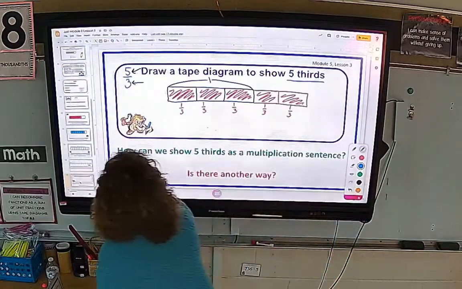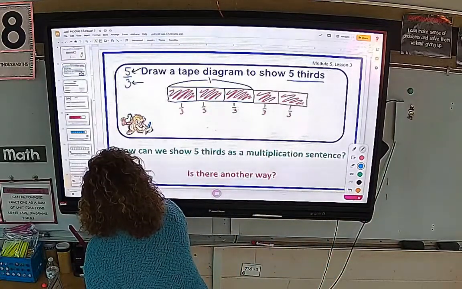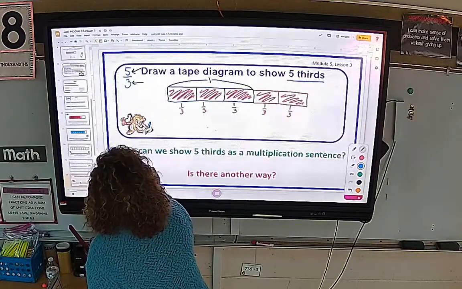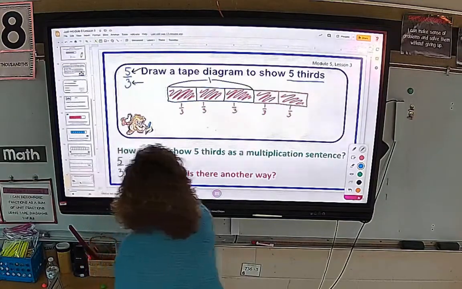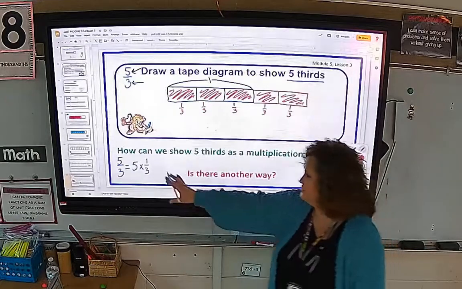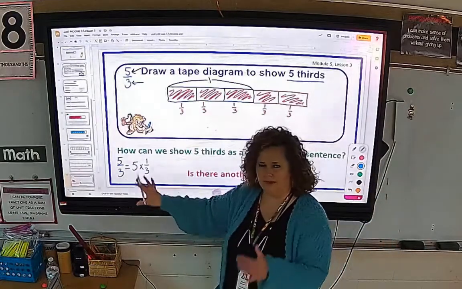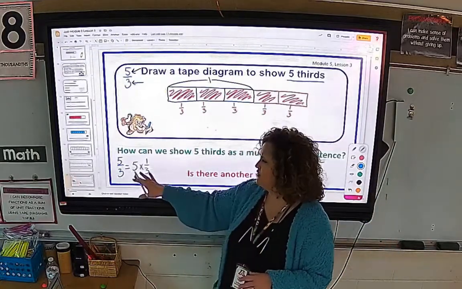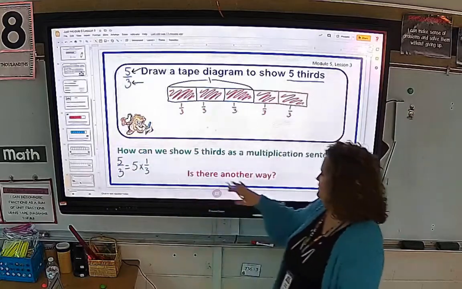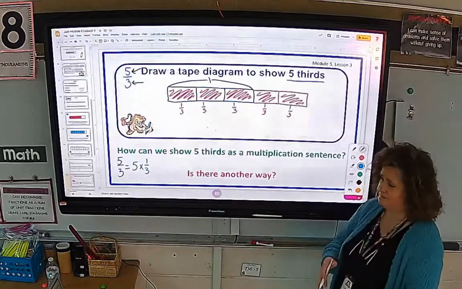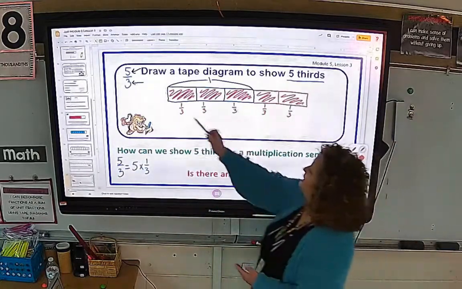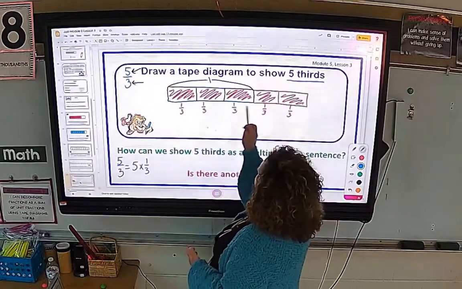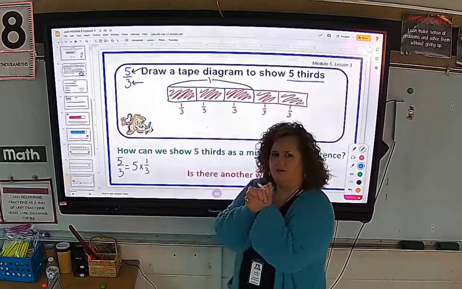Okay. 5/3 is equal to 5 times 1/3. Okay, we'll keep that there. This is a true math sentence, a true multiplication sentence. This works, but is there another way? Yes. Okay, you see how these 3/3 are kind of all together to make 1 whole?